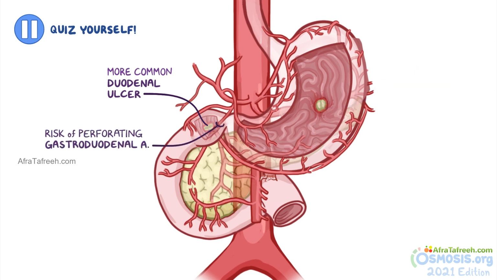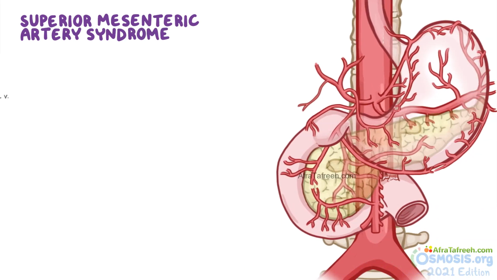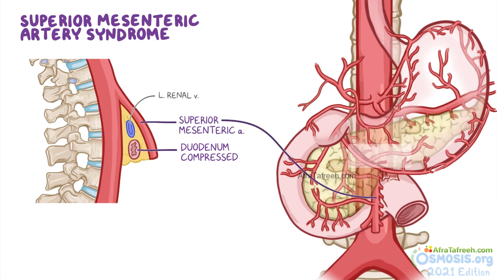Let's switch gears and talk about some clinical correlates regarding the small and large intestine. First, there's superior mesenteric artery syndrome, which is a rare cause of proximal intestinal obstruction, which is when the duodenum is compressed between the superior mesenteric artery and the aorta. Anatomically, the third portion of the duodenum passes between the aorta and the superior mesenteric artery as it courses from right to left across the abdomen.